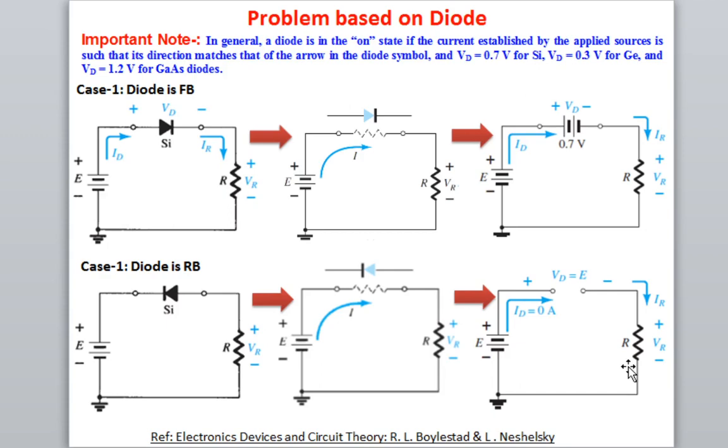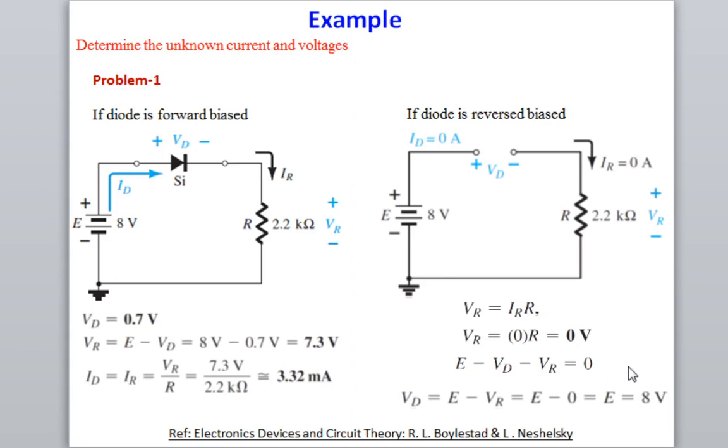This is how we have to solve numerical problems. So let us try to take some examples. This was how to tackle numerical problems based on the diode, so let's try to solve some. Example 1: determine the unknown current and voltage. In all numerical problems, the values in cyan color, such as ID, VD, VR, are the ones asked to be determined, so you have to find out these values.